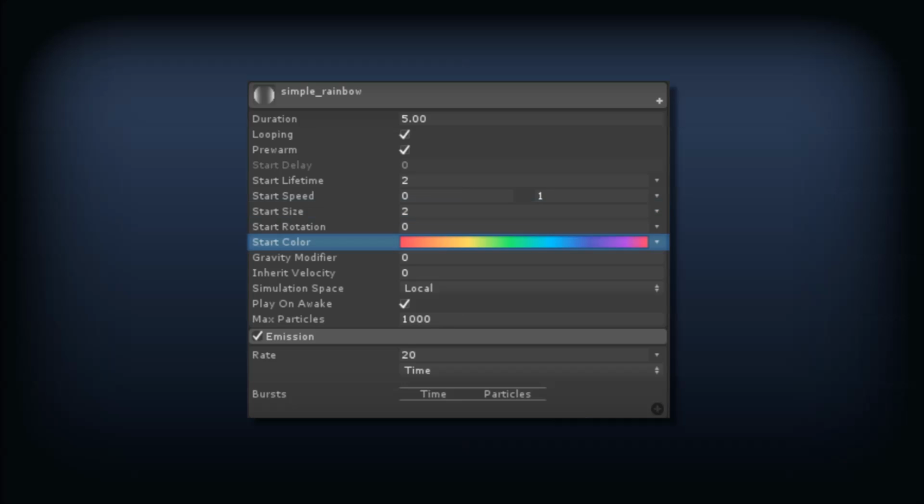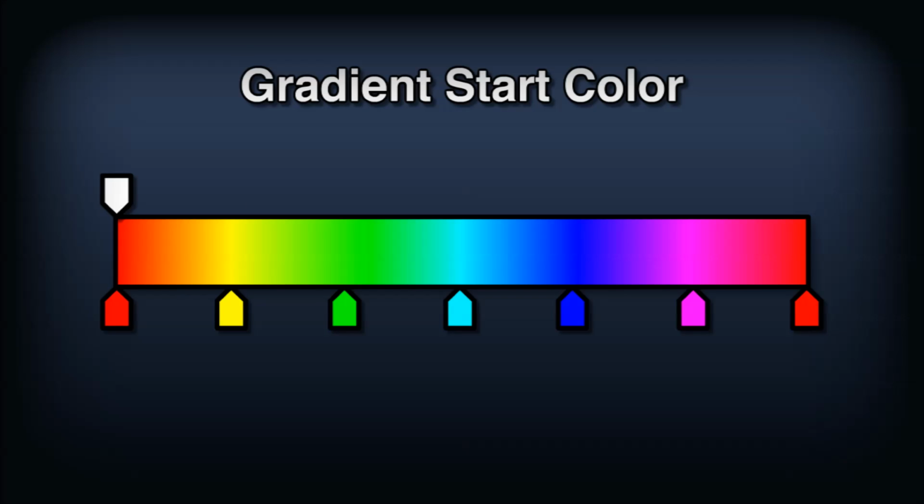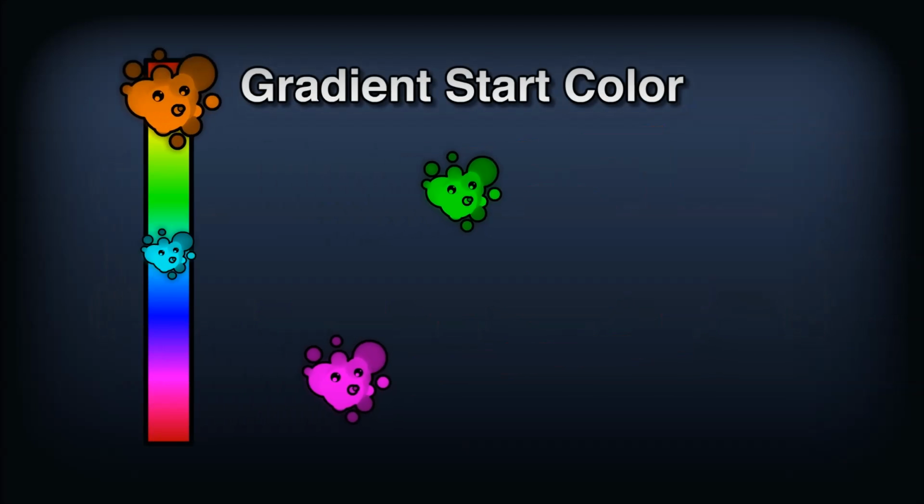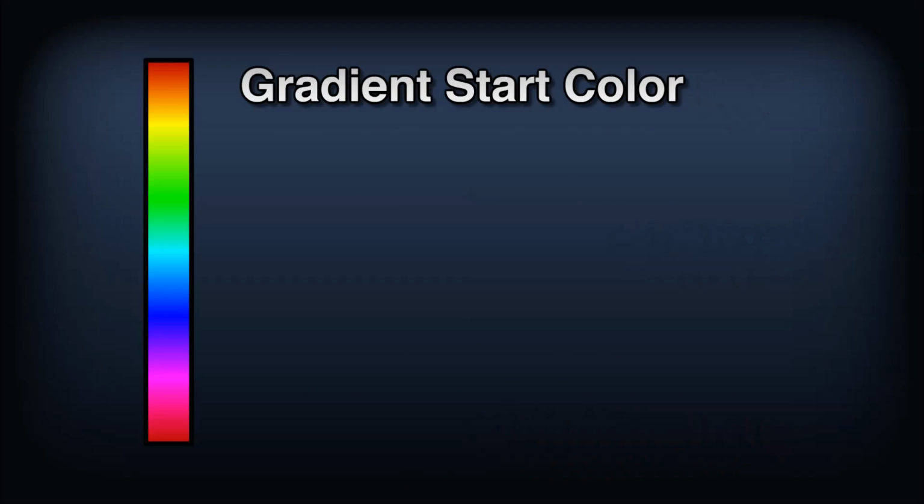The big change here is the start color. We've defined a gradient for the color of a particle at birth. Don't be confused though, this isn't the particle's color over time, that is to say, each particle won't start red and then go over all the colors of the rainbow. This gradient only gets sampled once at birth instead of continuously over the life of each particle.